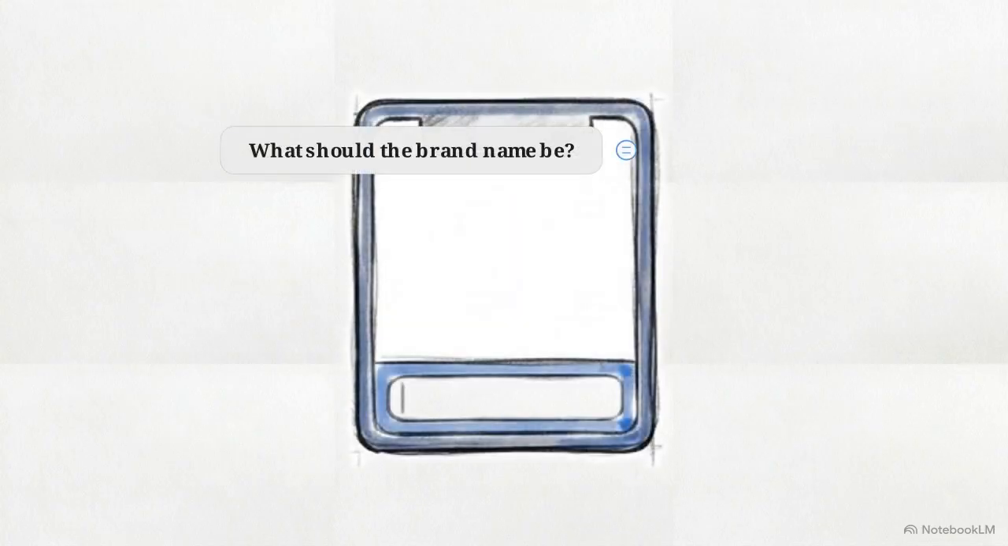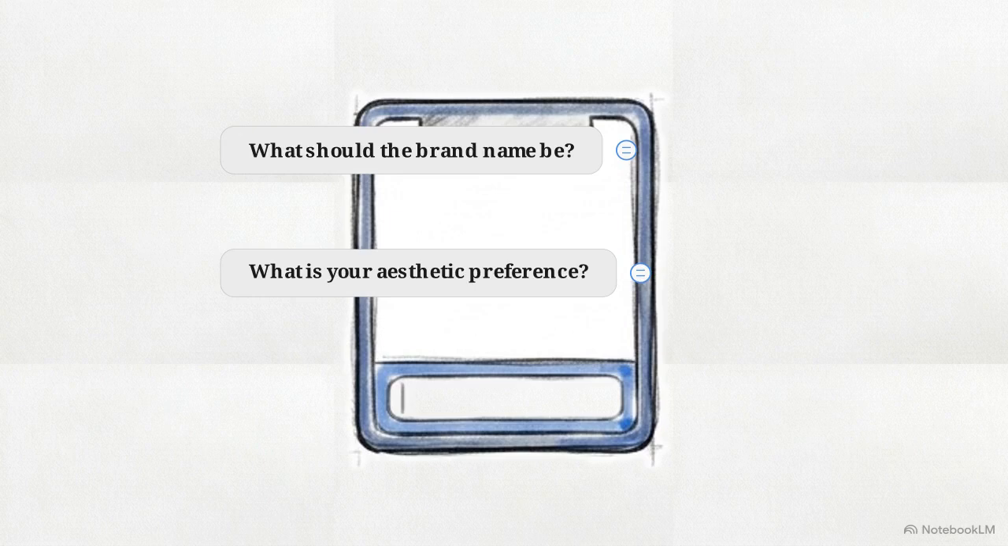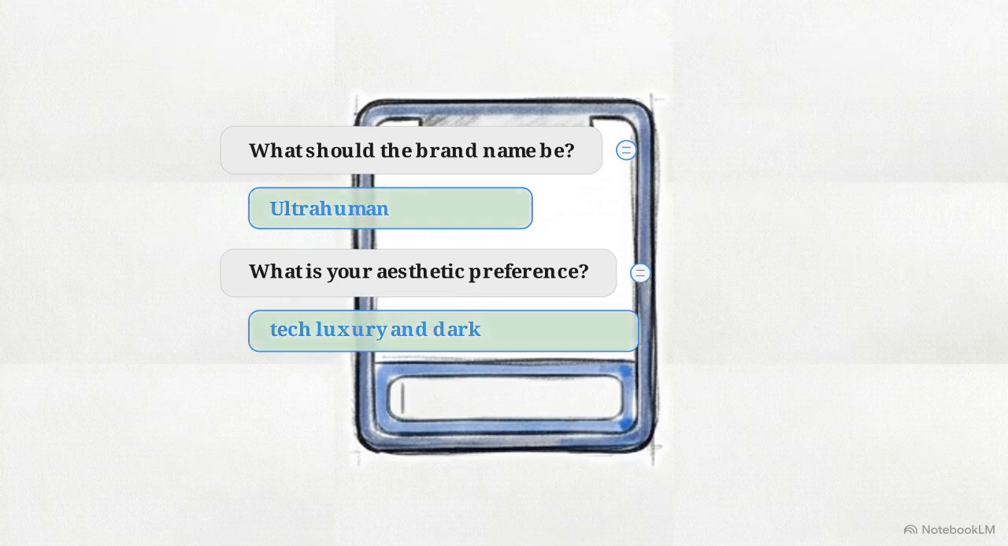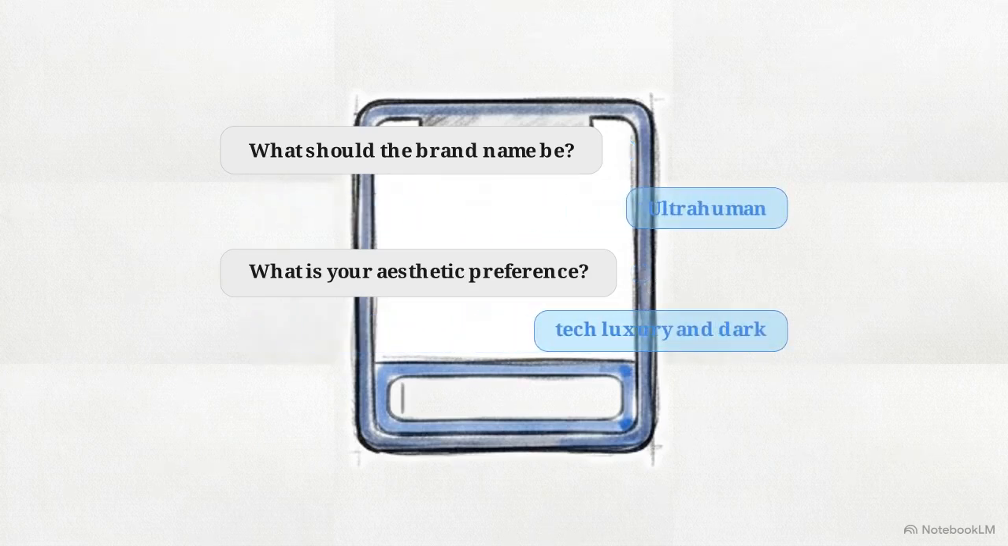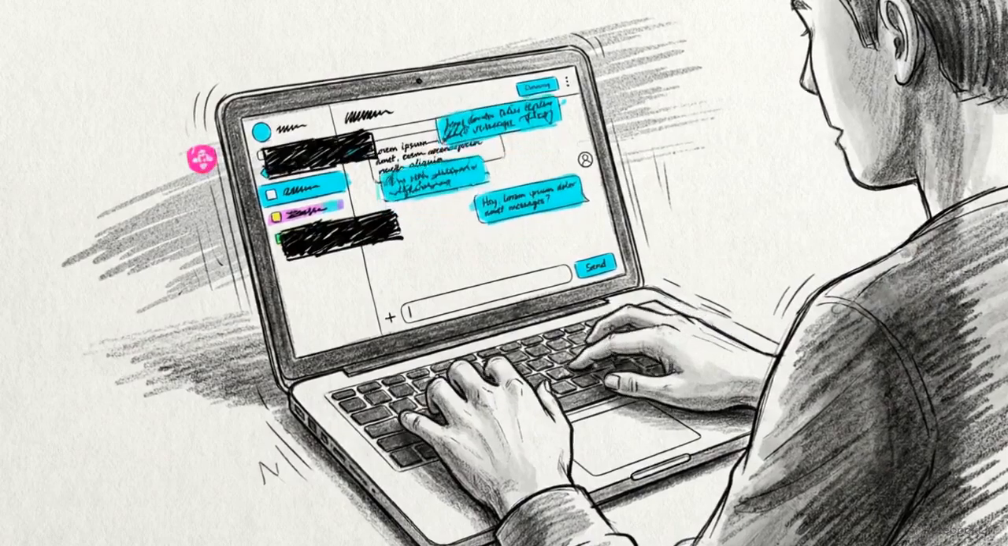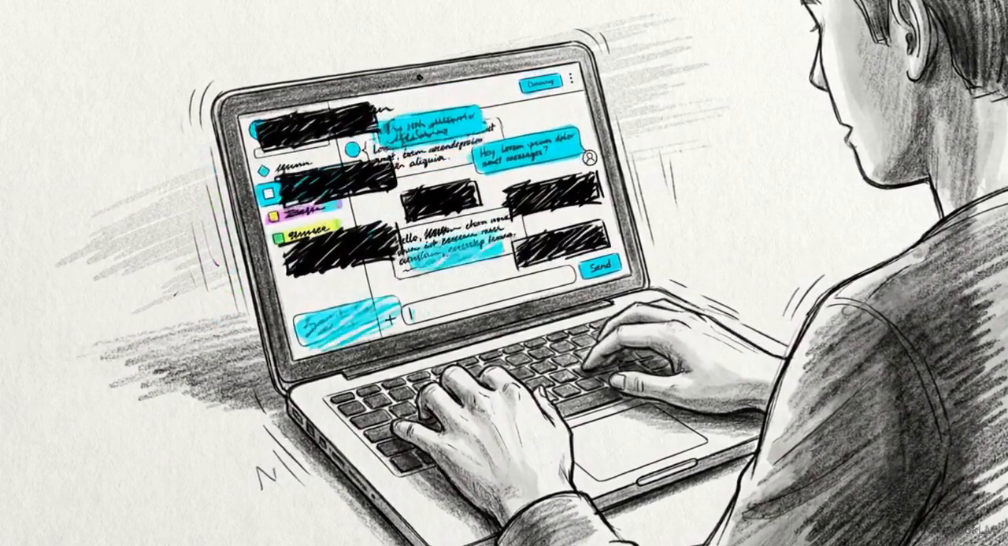Notice what happens next. The AI stops the process and returns a list of open questions, asking us to specify the brand name and the aesthetic preference before it continues. To answer, click the comment icon next to each question. We will input the name Ultrahuman and request a tech luxury and dark aesthetic. Filling out these inline fields gives the AI exactly what it needs without writing a massive prompt from scratch. Treating the AI as an active conversational partner that gathers its own requirements speeds up the entire product ideation phase.